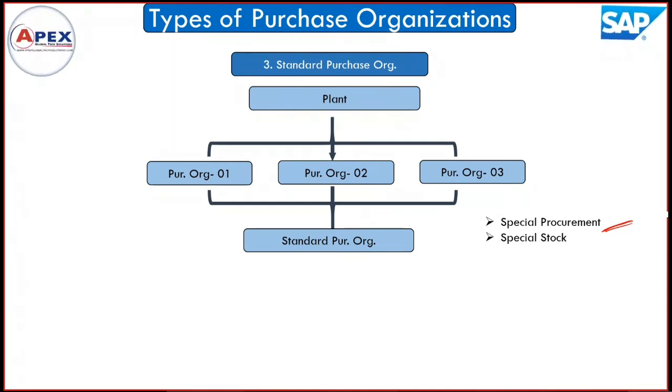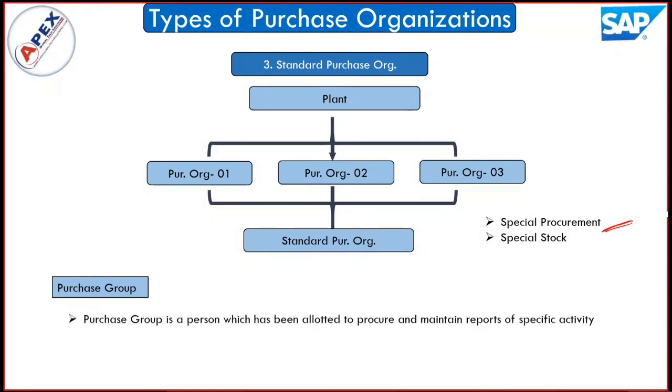Fine. Next, we'll see purchase group. So at last, we have purchase group. Already I told you, purchase group is a person or a group of persons allotted to procure and maintain the reports of a specific activity. Whatever activities have been done or have to be done to procure the particular material are maintained by the purchase group. In the interview, they'll ask whether you are going to maintain the purchase group in the company code. You have to say no, because purchase group is outside the company.